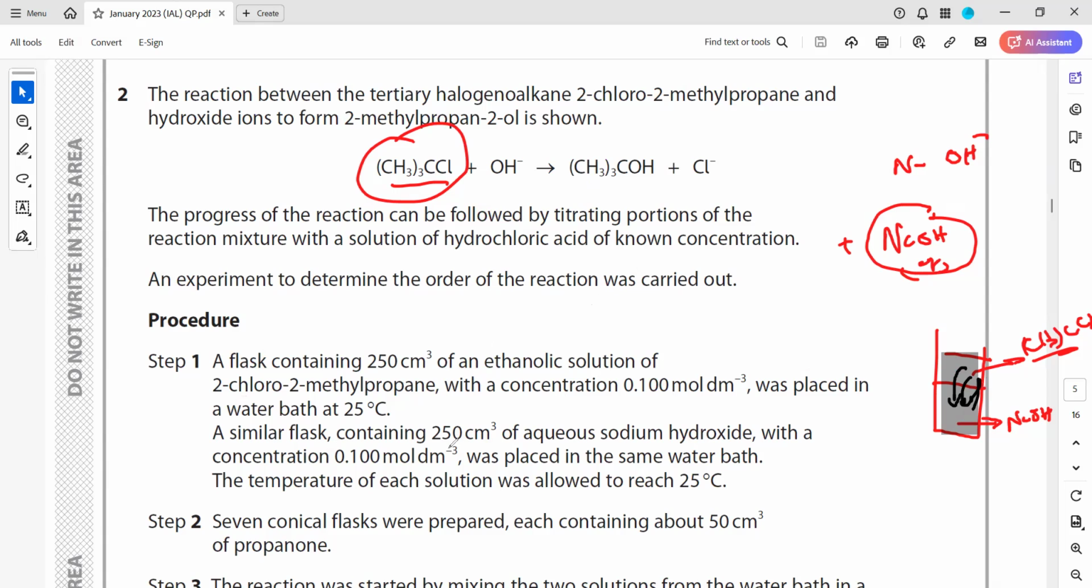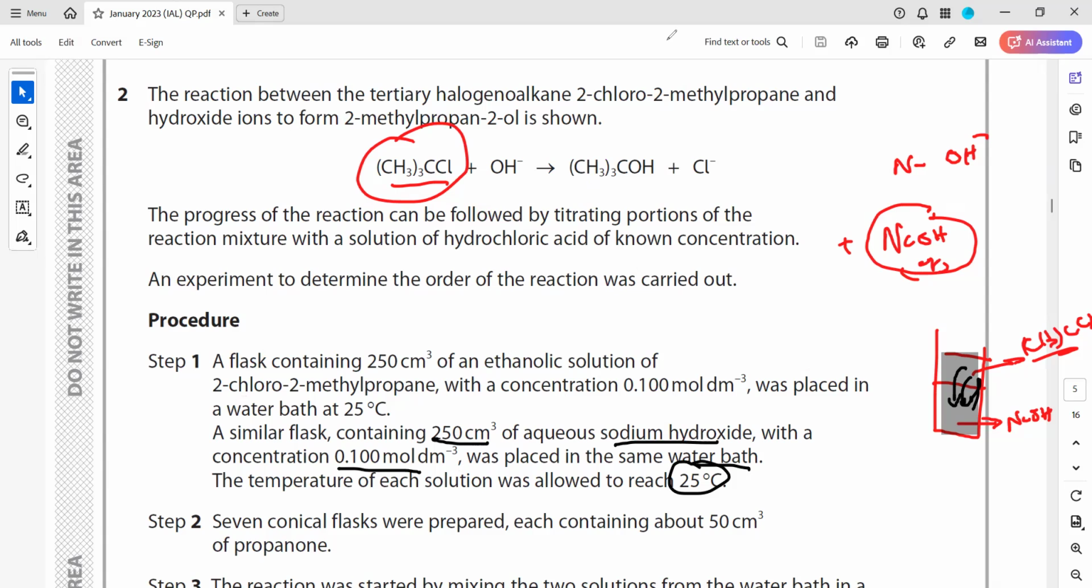Then a similar flask containing 250 cm cube of sodium hydroxide with a concentration of 0.1 mole per dm cube was placed in a water bath. The temperature of each solution was allowed to reach 25. Because for investigating the rate or speed of a reaction, rate can be affected by temperature. We want to determine the order, so we keep the conditions the same, like the concentration and the temperature. That's why we use a water bath here.